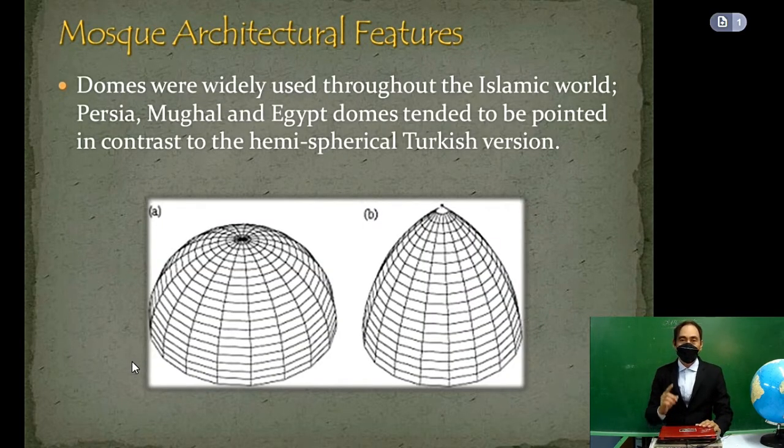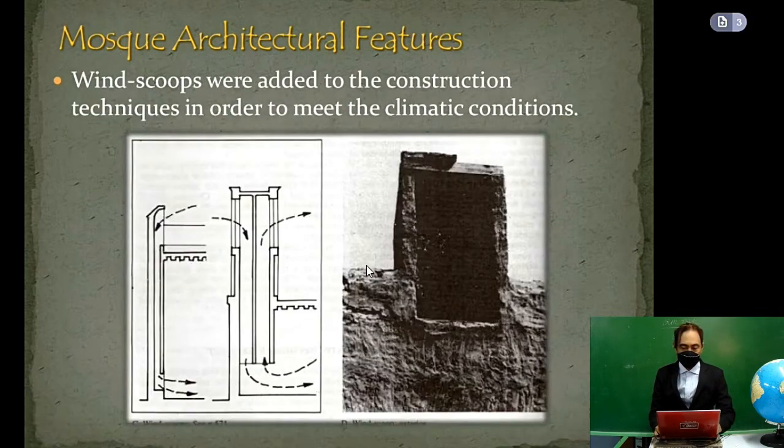Domes were widely used throughout the Islamic world. In Persia, Mughal, and Egypt, domes tended to be pointed in contrast to the hemispherical Turkish version. So here is the hemispherical Turkish version, and this is the pointed dome. Wind scoops were added to the construction techniques in order to meet the climatic conditions.